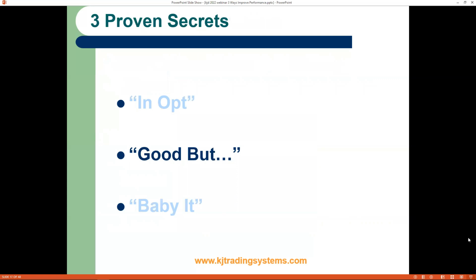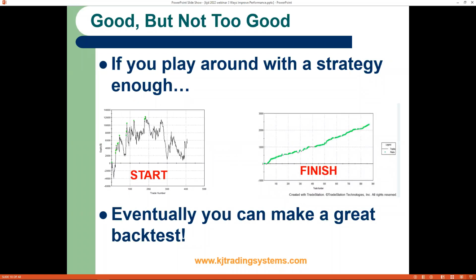Okay, so that's secret number one. Secret number two is what I call good, but. And what I mean by that is good, but not too good. So it's sort of related to the previous one, but the easiest way to explain it is a lot of times when you start out developing a strategy, you'll end up with an equity curve that looks like the one on the left. That's your starting point. And you're like, oh, it makes money, but ooh, it's got some drawdowns. It's not consistent.